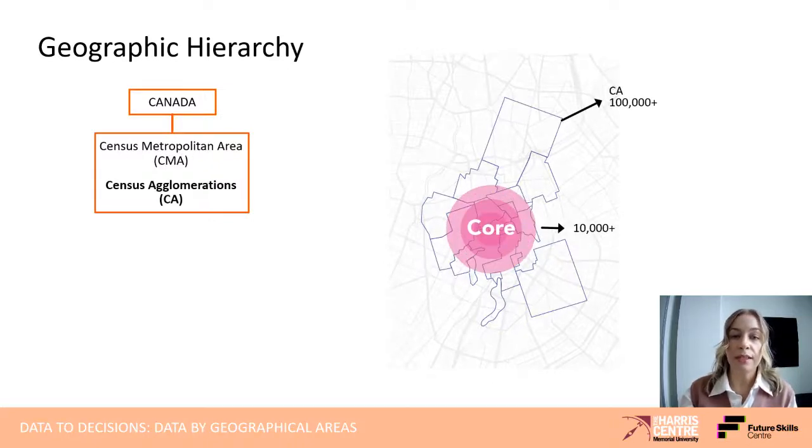Under CMAs, we have census agglomerations, or CAs, which are one or more adjacent municipalities centered on a core. A census agglomeration must have a core population of at least 10,000. Some examples of CAs are Whitehorse, Charlottetown, and Yellowknife. It's at this census agglomeration level where you can access municipal level data on, for example, the labor market or the housing market, which can be useful for municipal planning purposes.